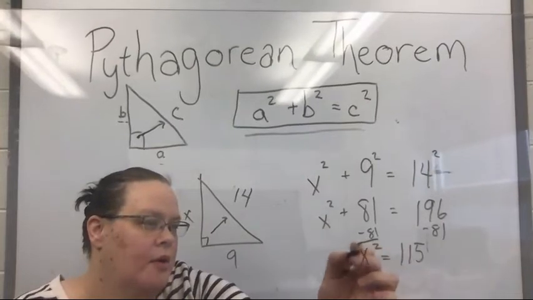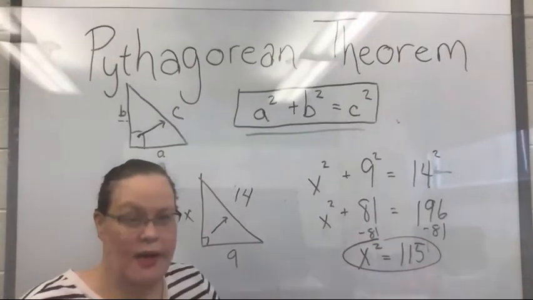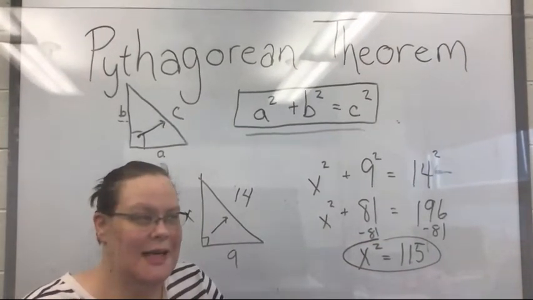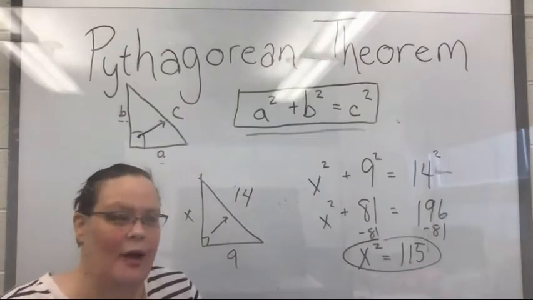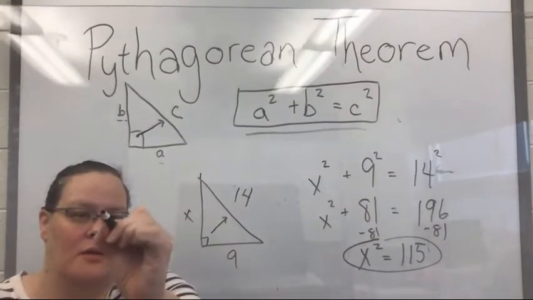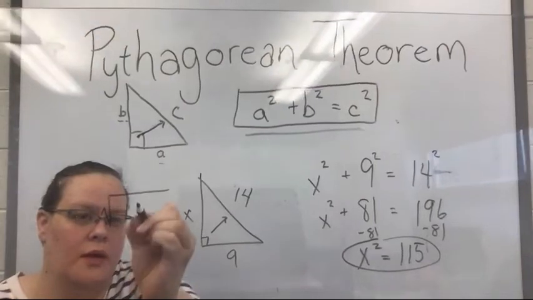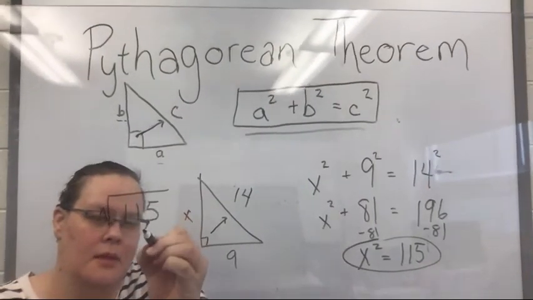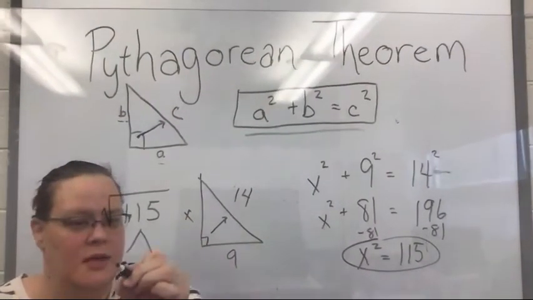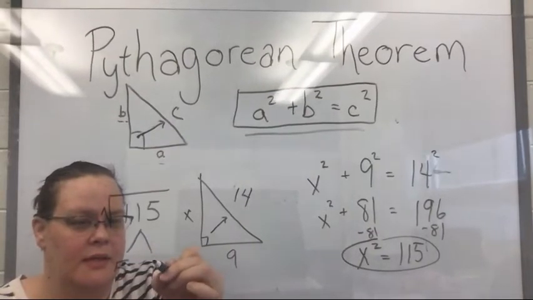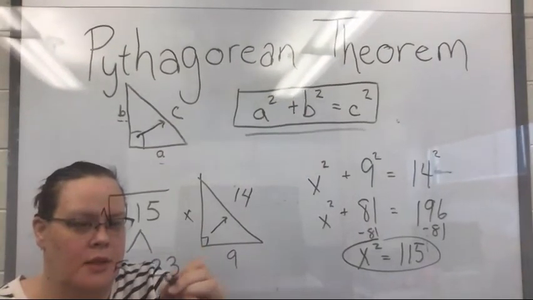Now remember, we don't want to just plug it into a calculator. We need to take a look at that and simplify our radical. So I'm going to go ahead and do that over here. Square root of 115. I'm going to break it into my factors. I know this will be 5 and 23.